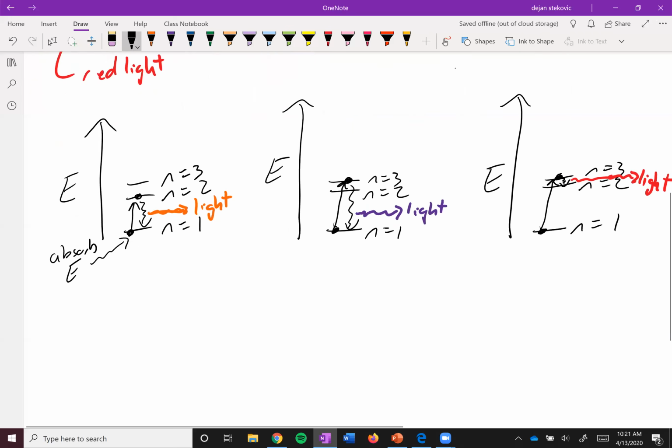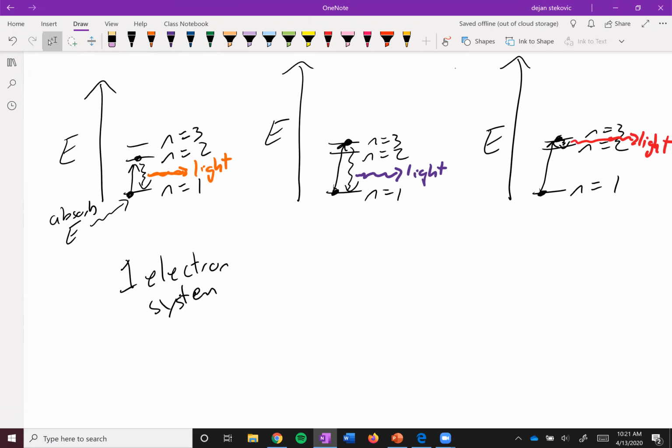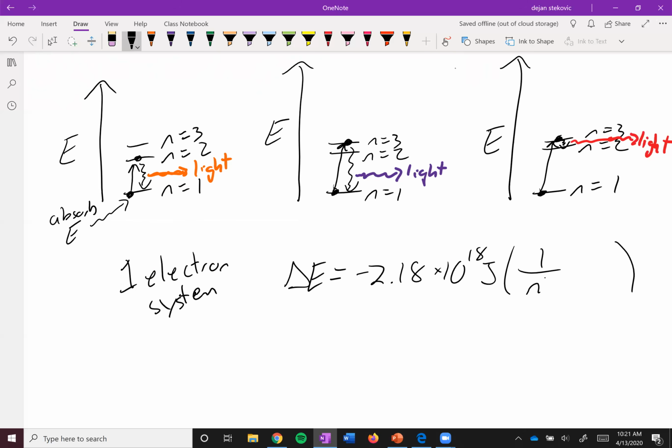So the kind of cool thing here is if you have a 1 electron system, you can actually calculate the energy differences between these two. And so the equation is delta E equals this constant. We won't talk about this too much, but negative 2.18 times 10 to the negative 18 joules times 1 over n squared final minus 1 over n squared initial, right?